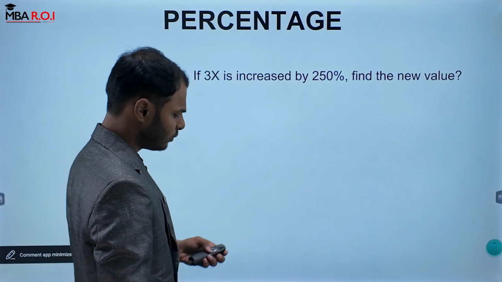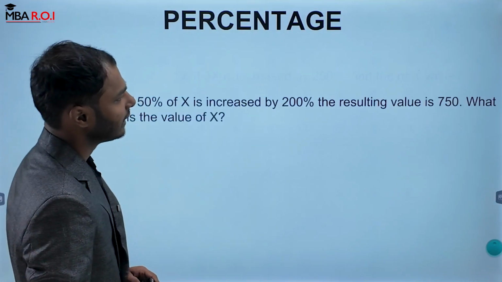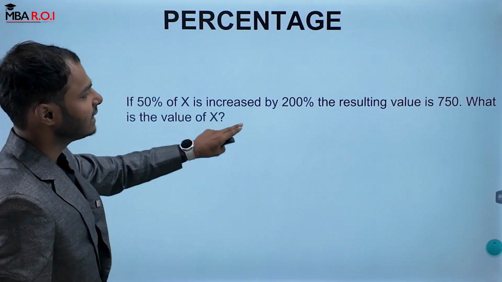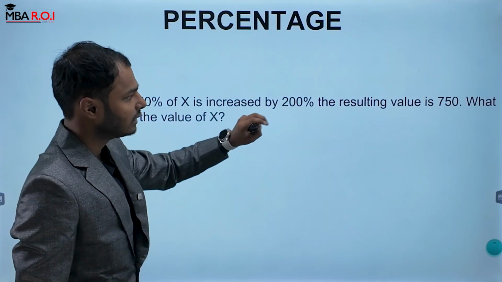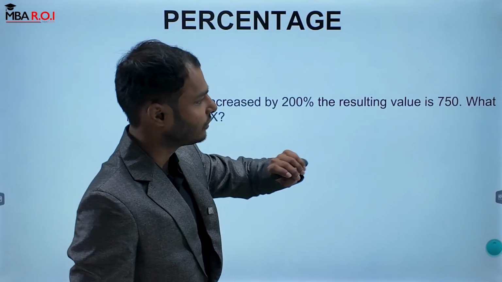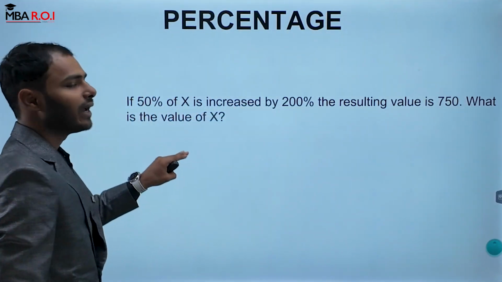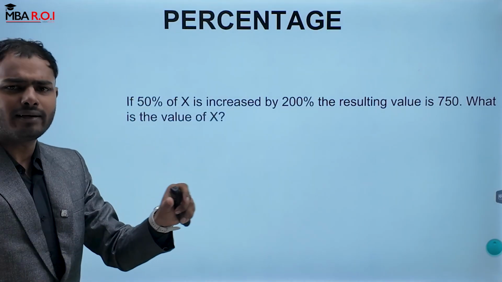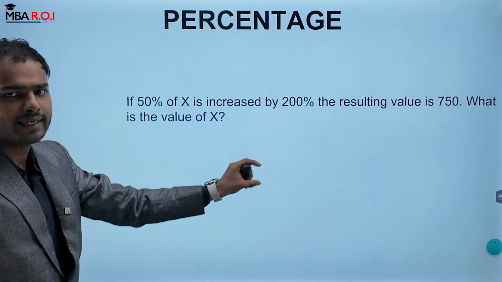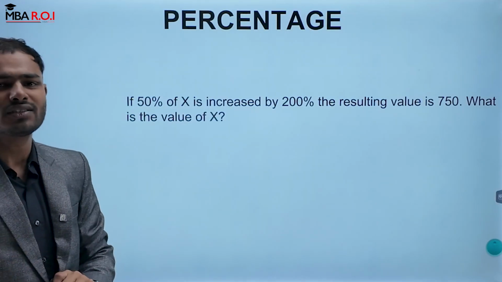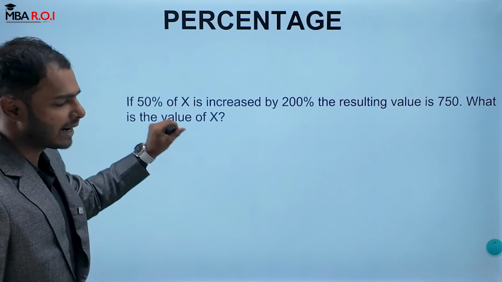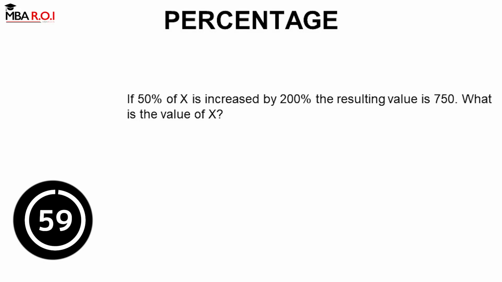Now let's move on to the next part. The next question is: if 50% of x is increased by 200%, the resulting value is 750. What is the value of x? Again, it's the same type of question, a little bit tricky because of the wording and the data that we have. Again, try this question. For this question, you can take 1.5 minutes. Try this and let me know the answers.